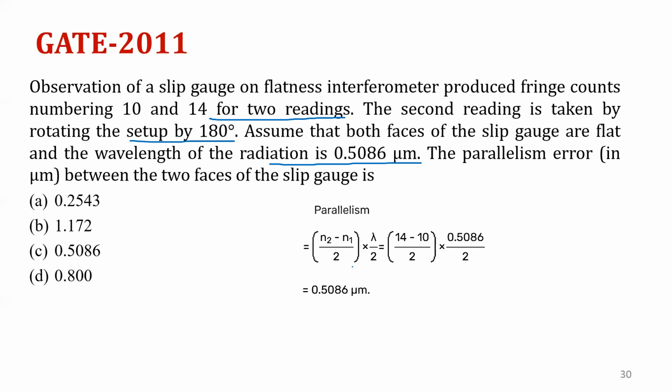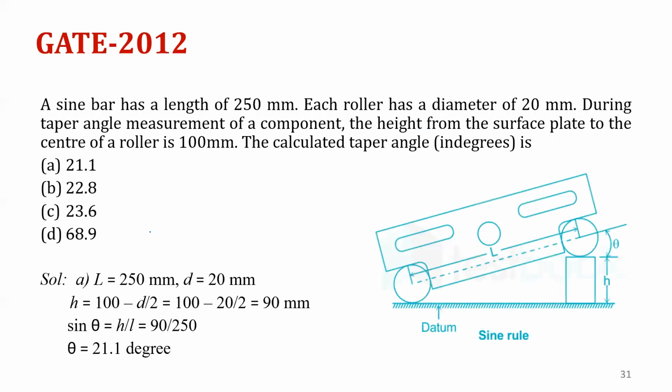The parallelism error is calculated using this formula: the difference between the fringe counts divided by 2, into half of the wavelength. So 14 minus 10, where 14 is N2 and N1 is 10, divided by 2, into wavelength divided by 2. So we'll get 0.5086. The correct answer is C.